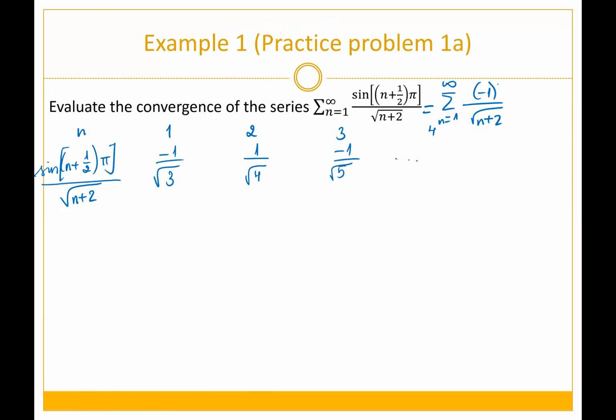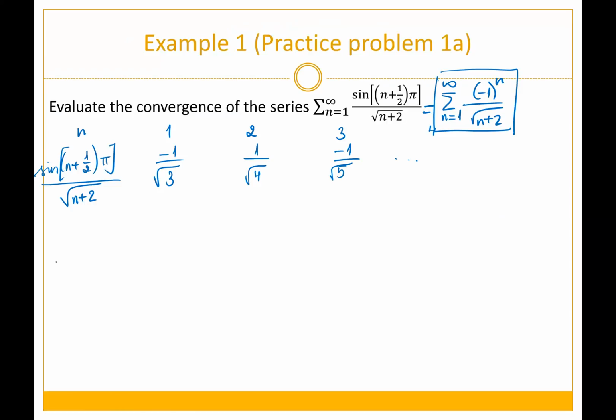to the n over square root of n plus 2. So that is kind of like the other series, and this is clearly an alternating series. So we're gonna use the alternating series test.